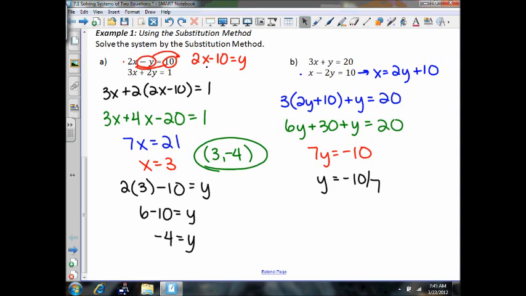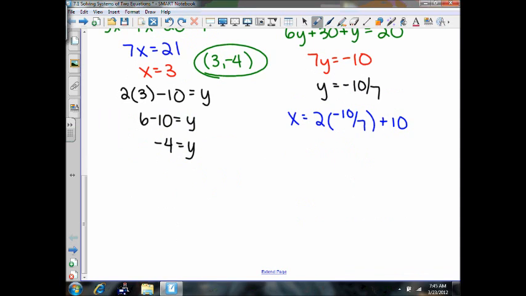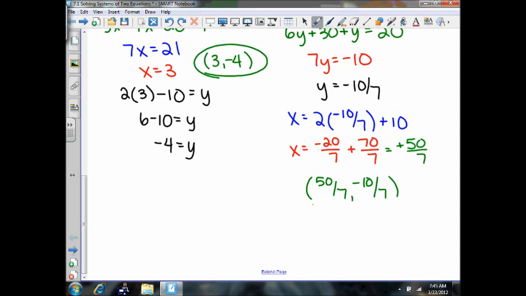Plugging that value into our equation up at the top, x will equal 2 times -10 over 7 plus 10. 2 times -10 over 7 is really -20 over 7. 10 can turn into 70 over 7. So simplifying this further, you get positive 50 over 7 for x. So your answer is 50 over 7, -10 over 7.